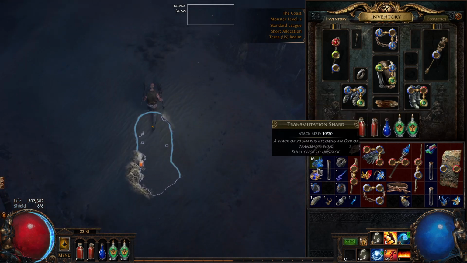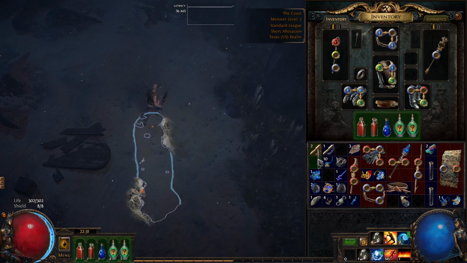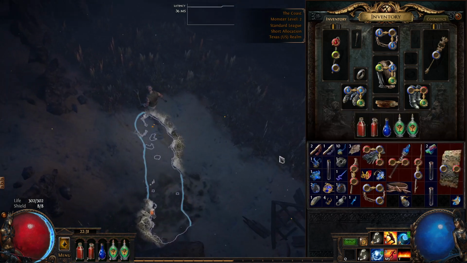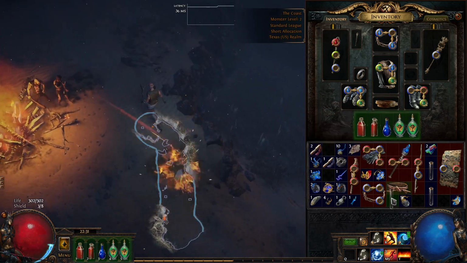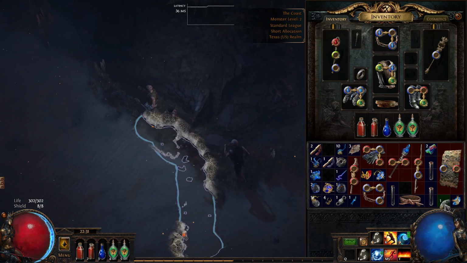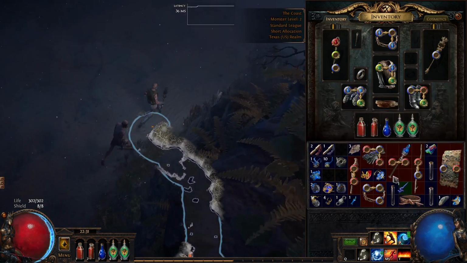I'm glancing at where I'm going every once in a while as I navigate, but otherwise I'm trying to get my inventory as clear as I can here. So you can see that I'm moving some stuff around to where I normally like it.